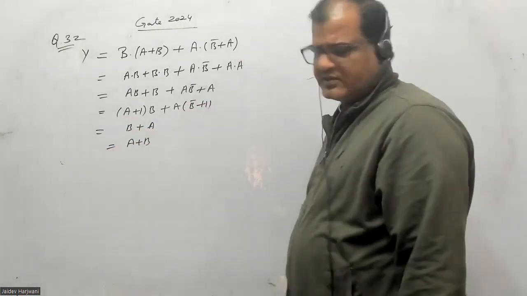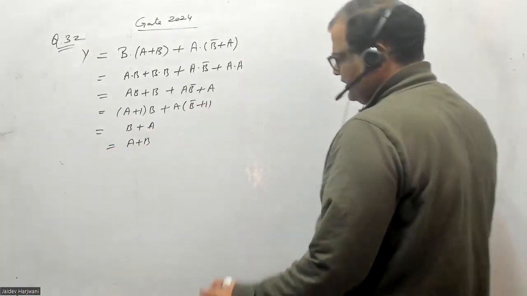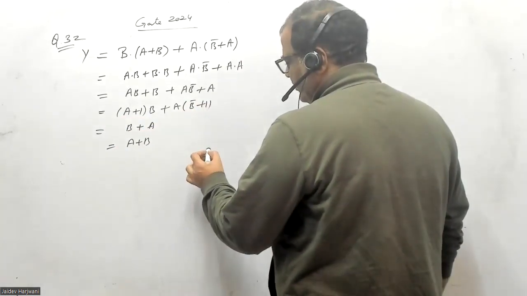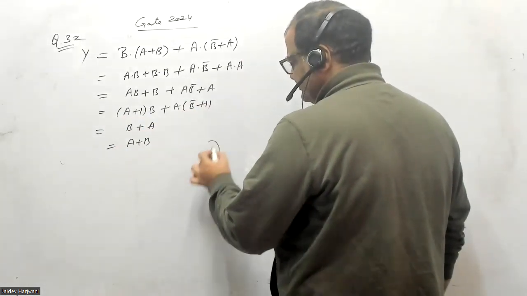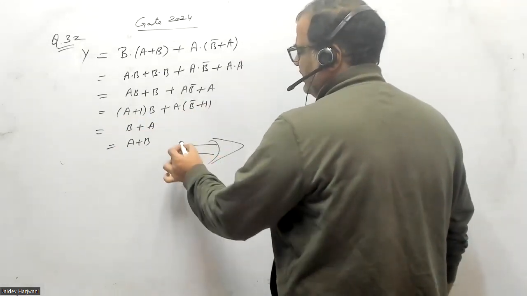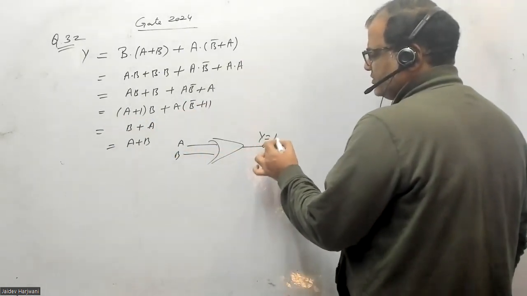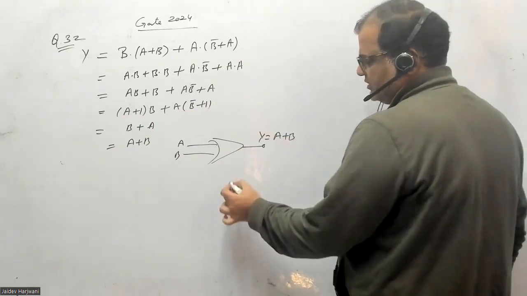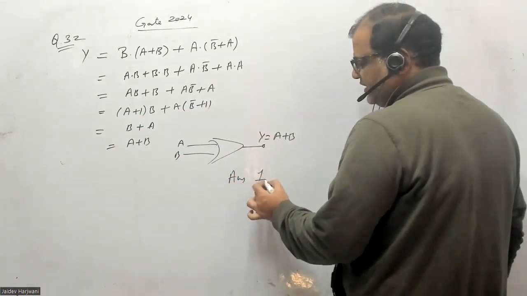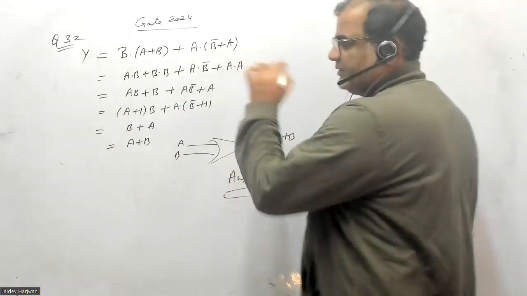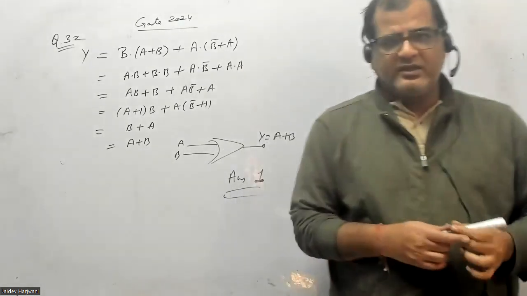Now this expression is an OR gate and can be implemented by only using a single OR gate. A, B, Y equals A plus B. So the answer is only one gate required to implement this function. Thank you very much.